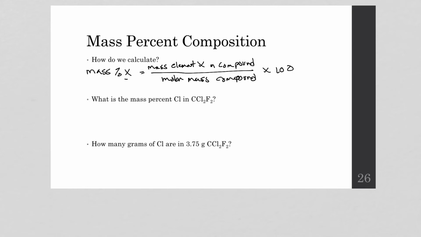So let's say we have the compound CCl2F2, and we want to know what is the mass percent of chlorine in this compound. Well, I need to know two things, right? I need to know what the molar mass of this compound is, and I need to know how much of that molar mass is coming from chlorine. So let's calculate the molar mass first.